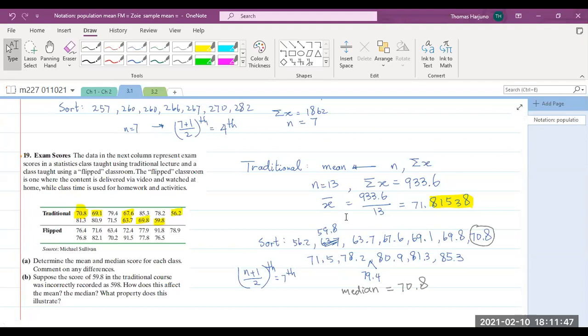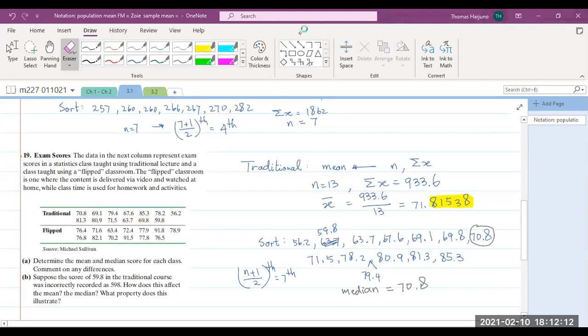Professor Thomas, can we go back to the mean? I think I was a little lost there. I didn't get 933.6, and I was wondering what I did wrong. I got 733 point something. I'm trying to figure out where I went wrong. I honestly don't know. Just add them.